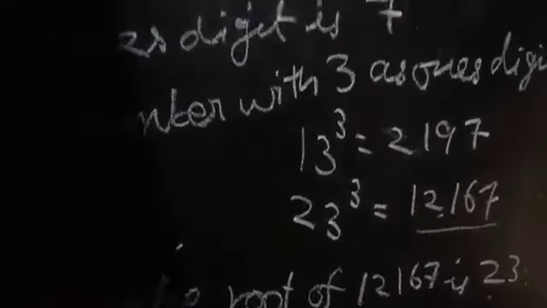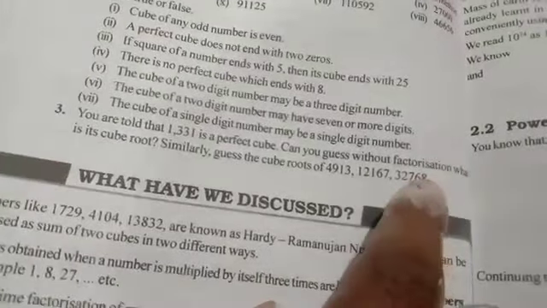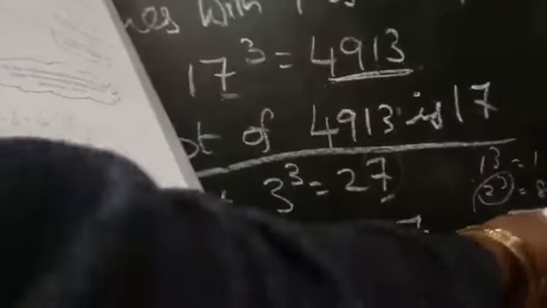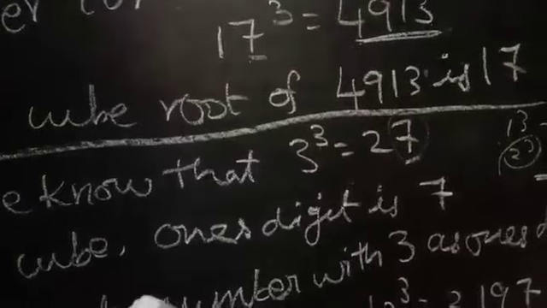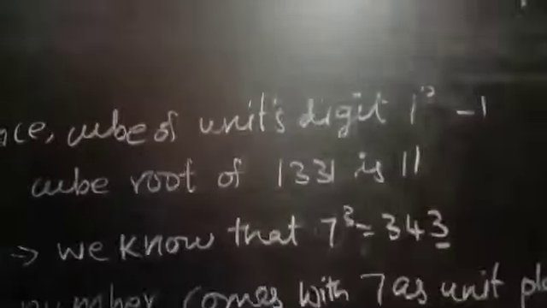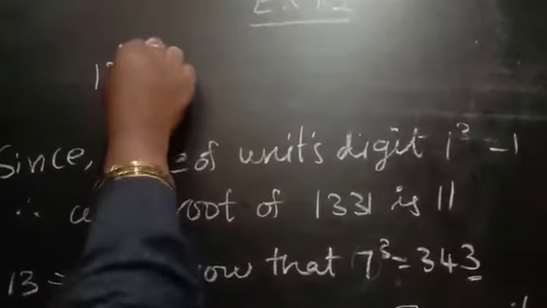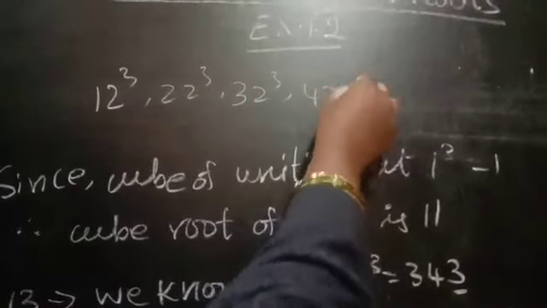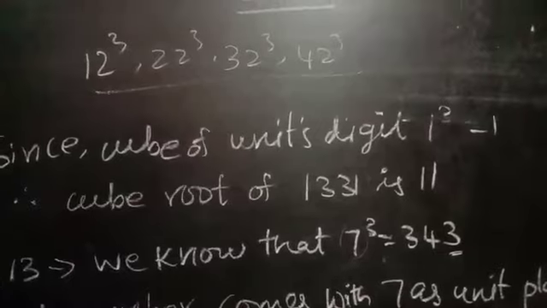Next question is 32,768. Now we have 8 here. So which number should we take? 8 means like 2 cube we should try here. So 2 cube is 8. So first digit we got the idea. Next 12 cube, then 22 cube, then 32 cube, 42 cube, like that you have to try till you get this answer. You must try. This is your homework.